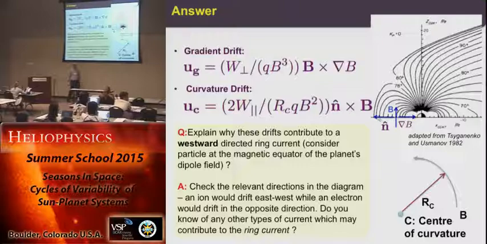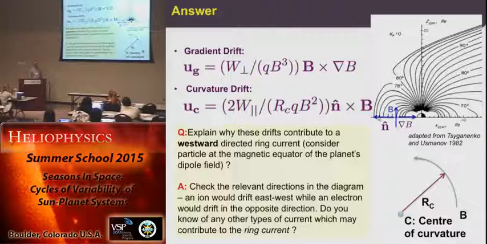The relative size of the magnetization current, I can't give you a definitive answer. It will depend on how strong is the gradient in the magnetic moment per unit volume of the plasma. I don't have that number in my head, but you can work it out. Okay, so there's our drifts and the associated currents.